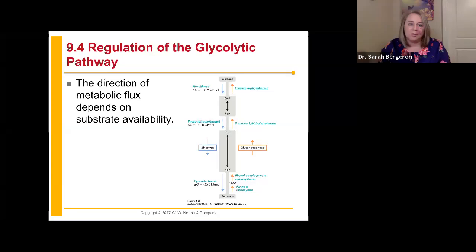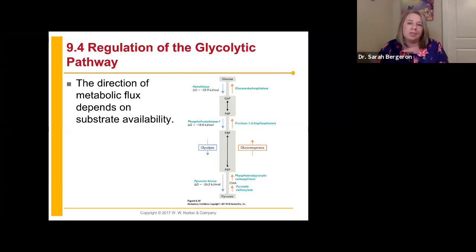Okay, so we're on chapter 9, section 4, and we're going to talk about how the glycolytic pathway is regulated. Now that we know what happens in it, how is it regulated? Well, it's enzymes, right? And so all enzyme activity is controlled by two things: substrate availability and the level of catalytic activity. And so these two factors are going to control the flux through all metabolic pathways, including glycolysis.